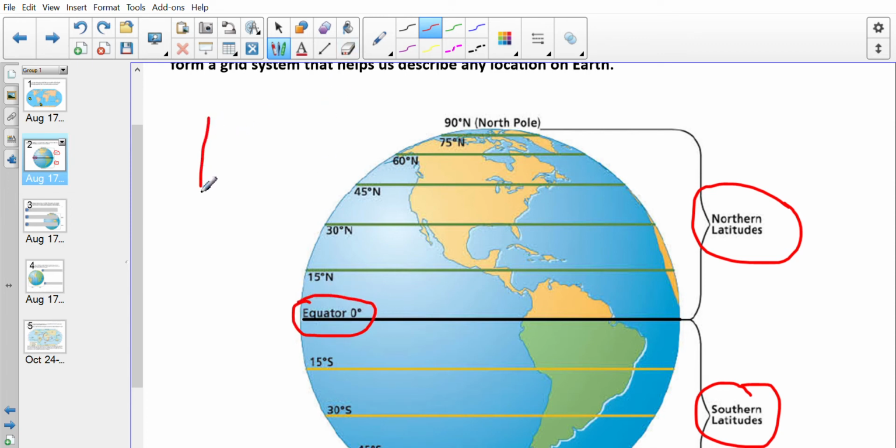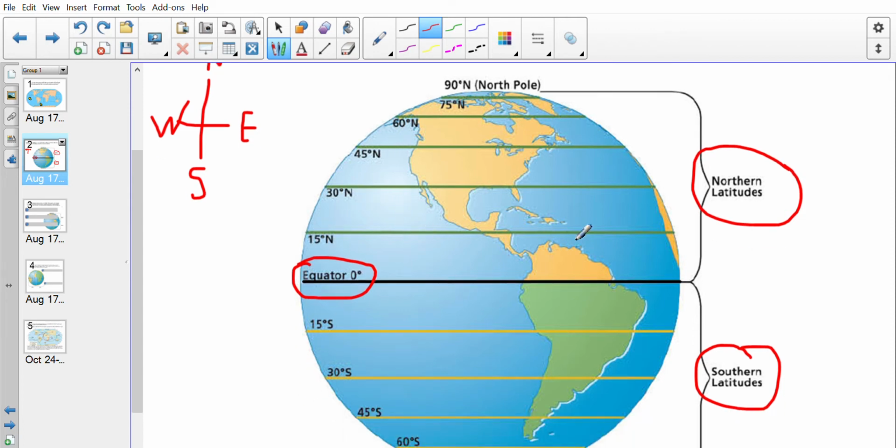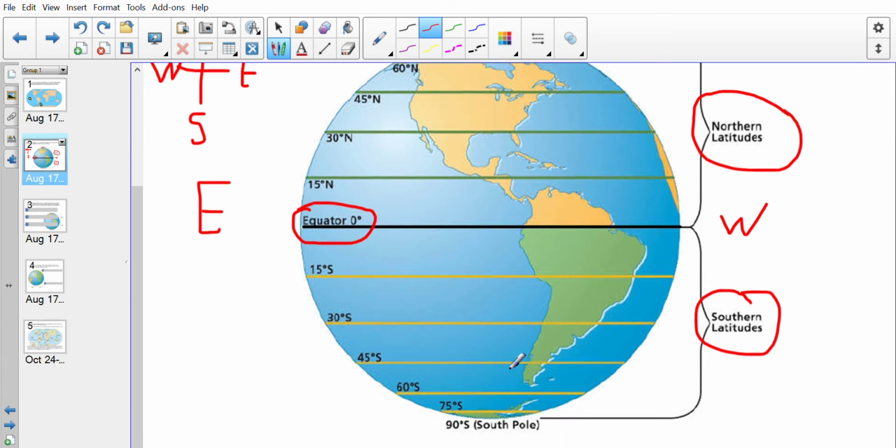If you think of a compass that measures north, east, south, and west, the north is up top and the south is on the bottom. So when we're looking at a globe, this equator line separates the north and the south hemisphere. If you see these horizontal lines going across the globe, these are actually lines that run east to west. But we refer to them as northern and southern lines of latitude.